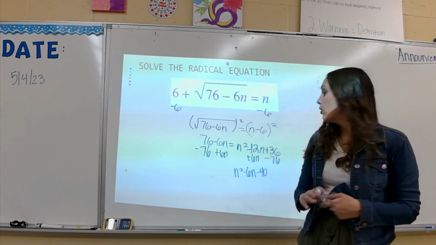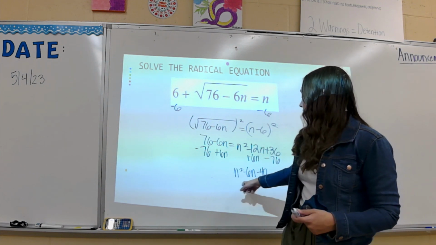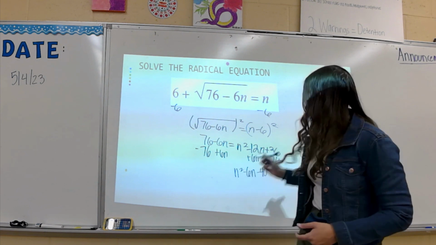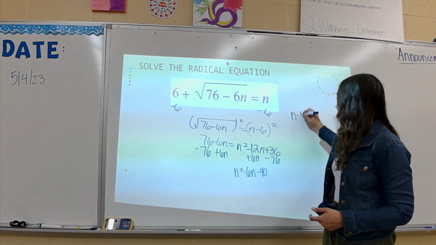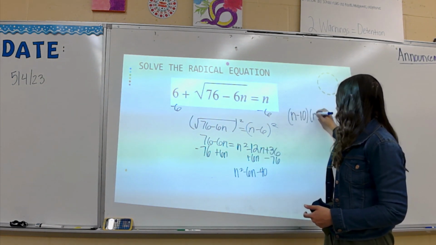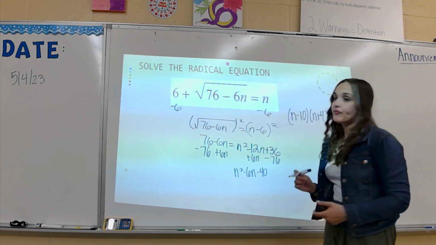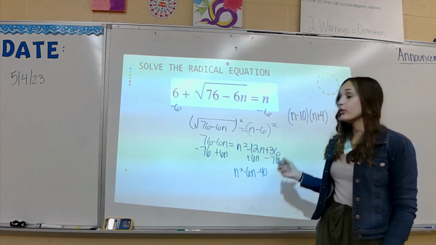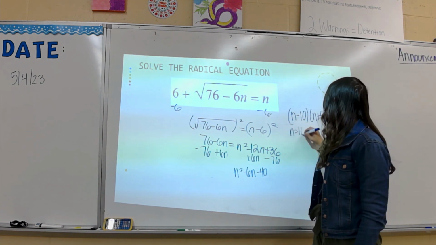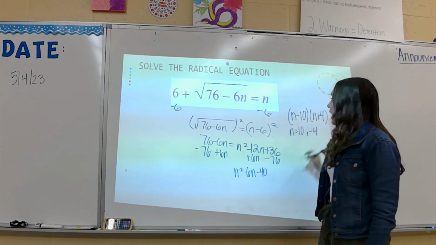So I have to think back. What multiplies to negative 40 and adds to negative 6? That would be n minus 10 and n plus 4. I have to get my zeros though. So my zeros are 10 and negative 4.